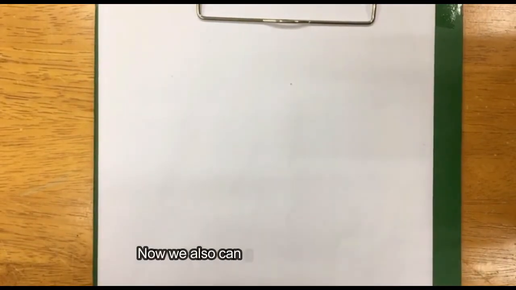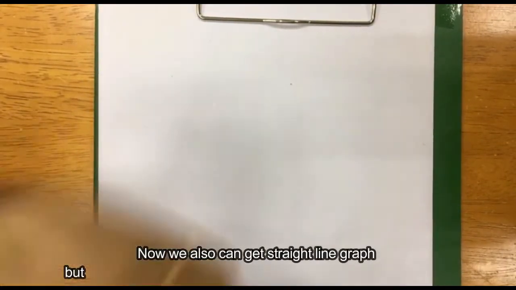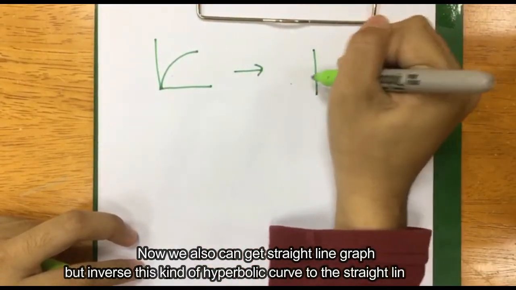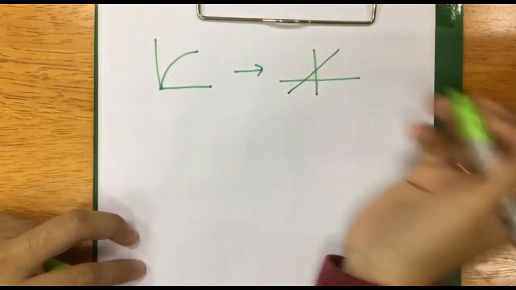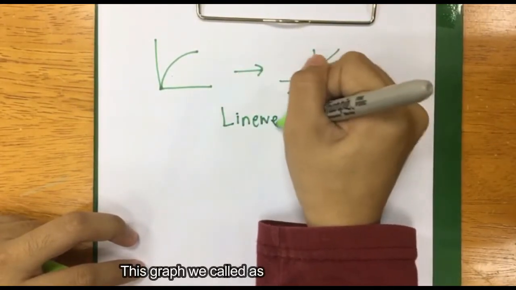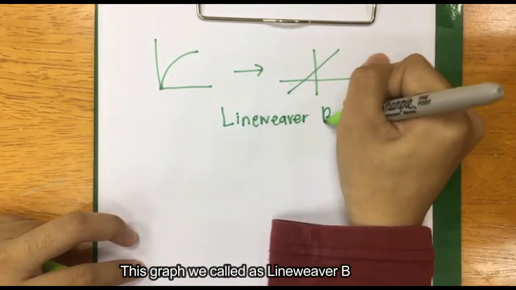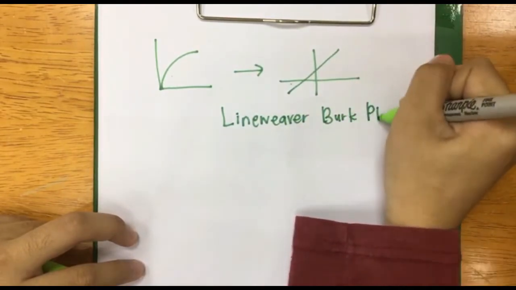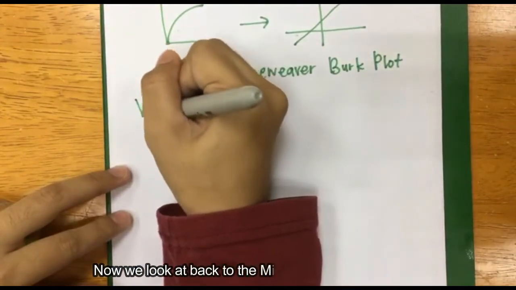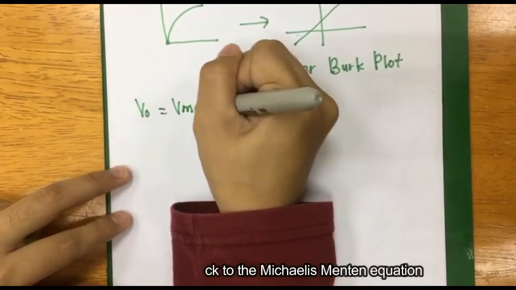Now we also can get a straight line graph by inverting this hyperbolic curve into a straight line graph. This graph we call the Lineweaver Burk plot. So now we look back at the Michaelis Menten equation.